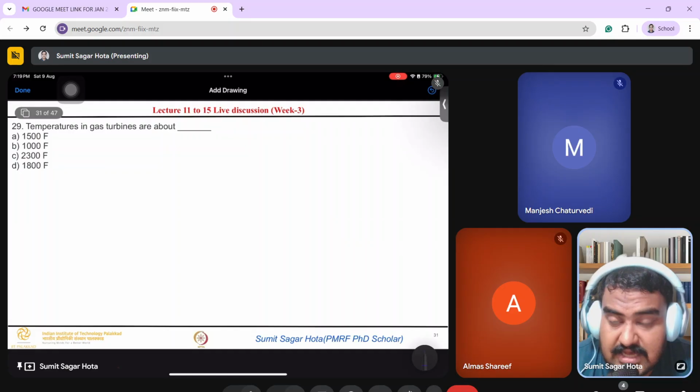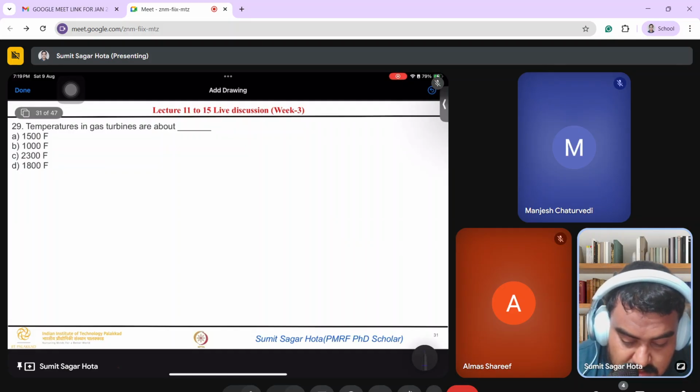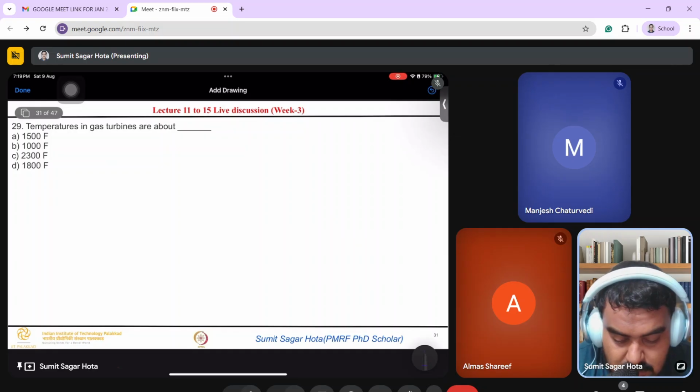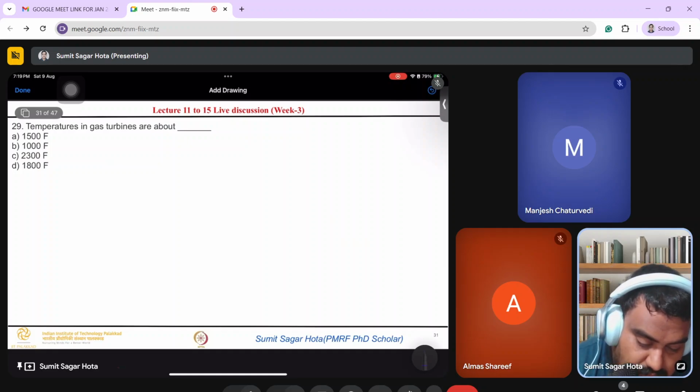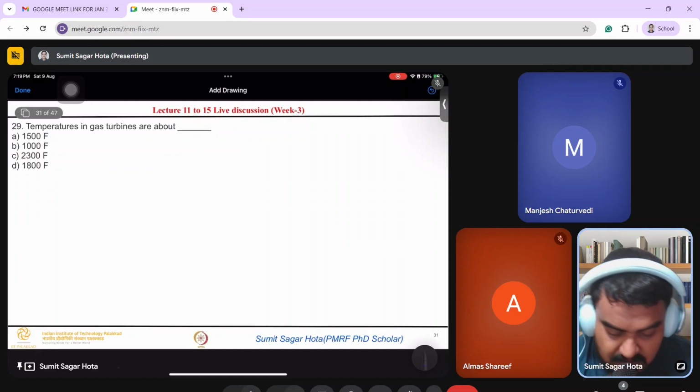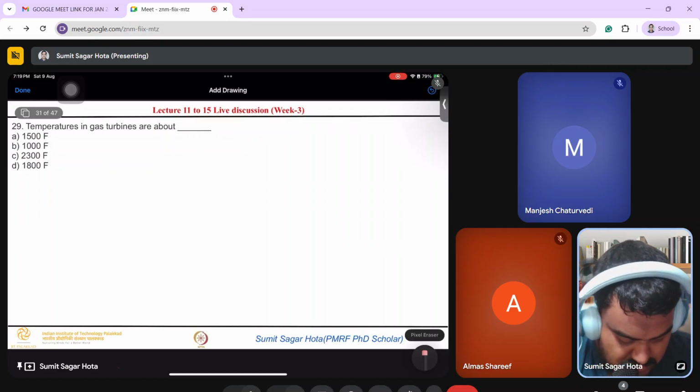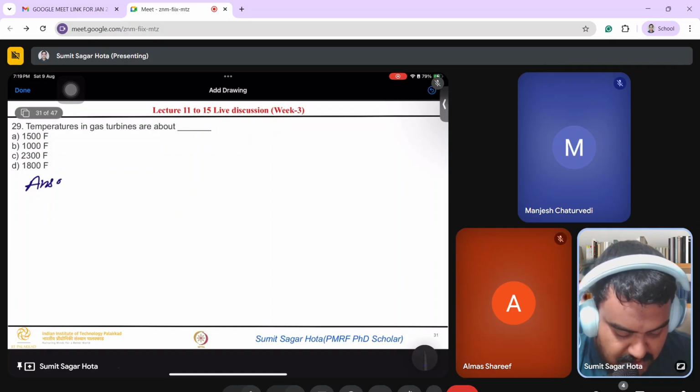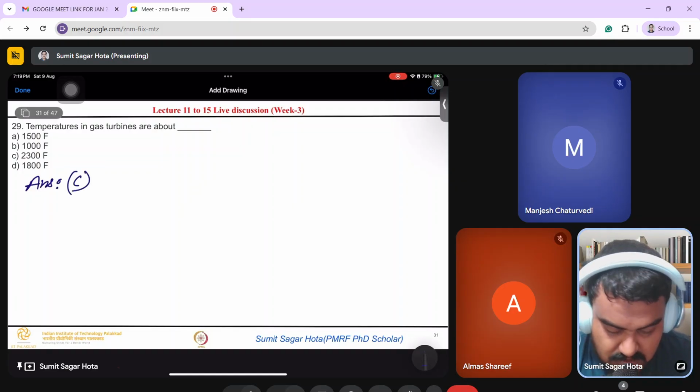Temperatures in a gas turbine are about this: nearly 2300, nearly 2300 Fahrenheit. It can be converted into Celsius if you want.